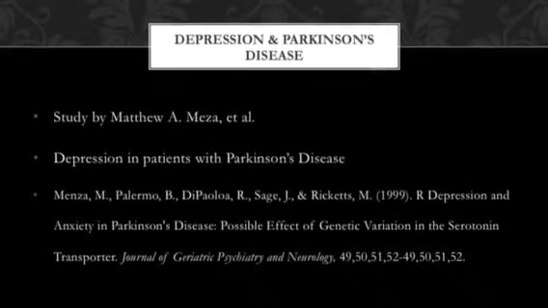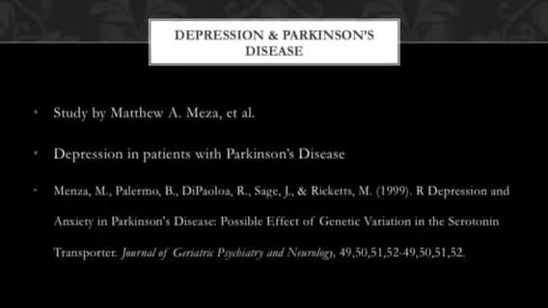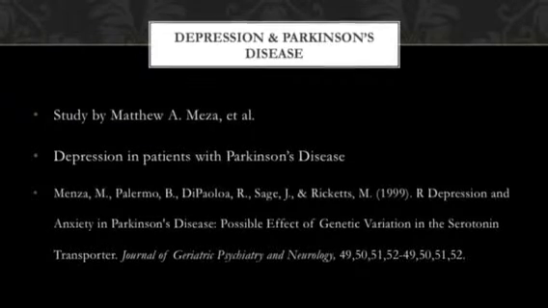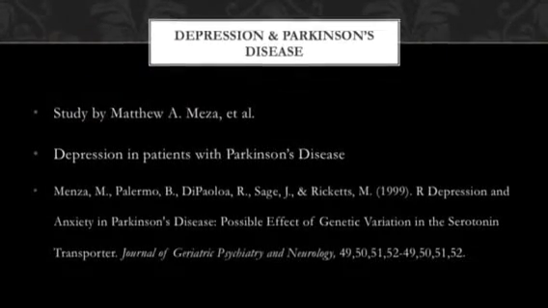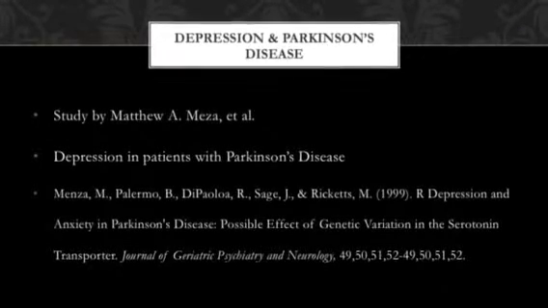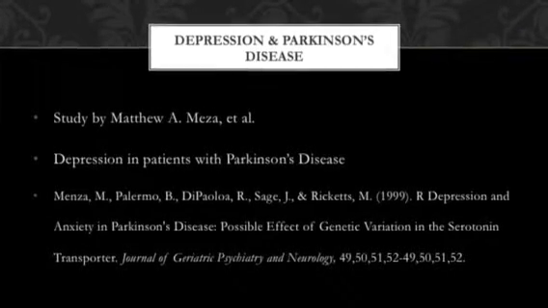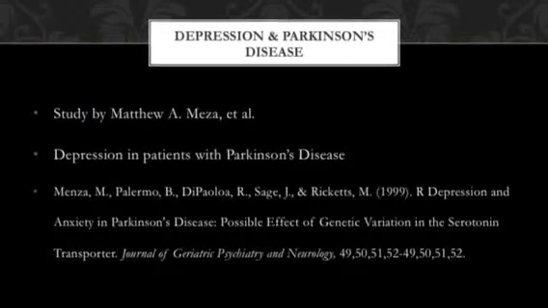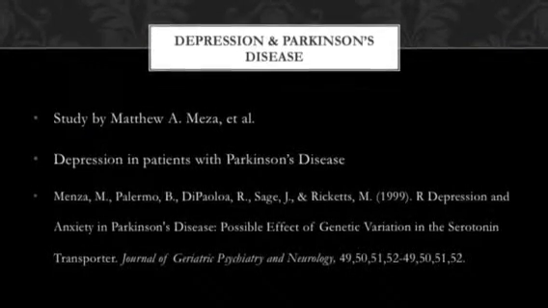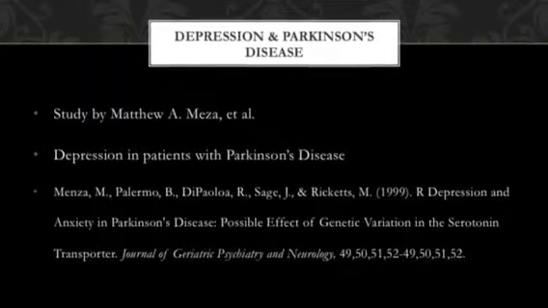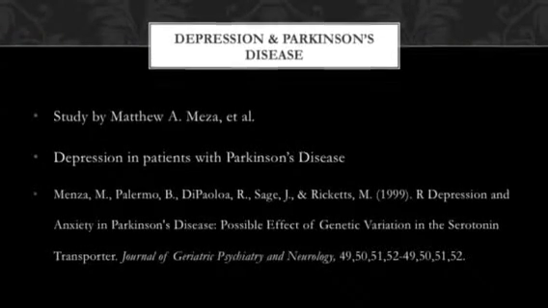But when they looked at the S allele, or the short allele, they found that it was much slower at this transcription process, and it didn't do it as efficiently as the long allele. Ultimately, they found that patients with Parkinson's who suffered from depression all had the S allele, or the short allele.